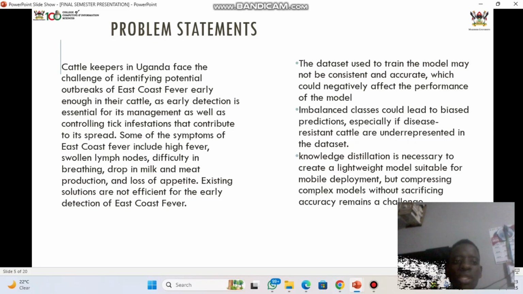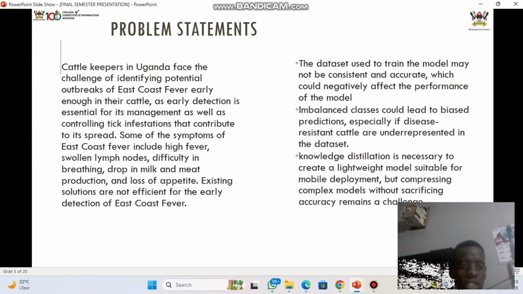The problem statement starts with the application domain problem. Cattle keepers in Uganda face the challenge of identifying potential outbreaks, as earlier stated. Identifying it early enough is very essential for its management, as well as controlling the tick infections that contribute to its spread. Some of the symptoms of East Coast fever include swollen lymph nodes, difficulty in breathing, a drop in milk and meat production, and loss of appetite. Existing solutions are not efficient for early detection. That's why we have to come up with this machine learning model.